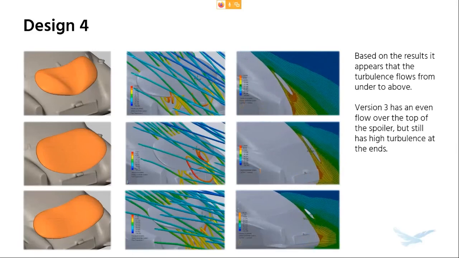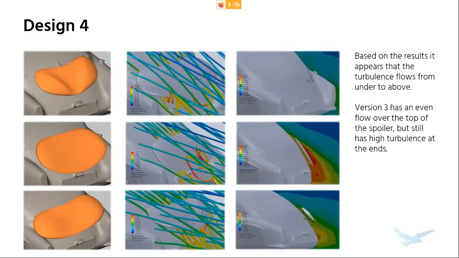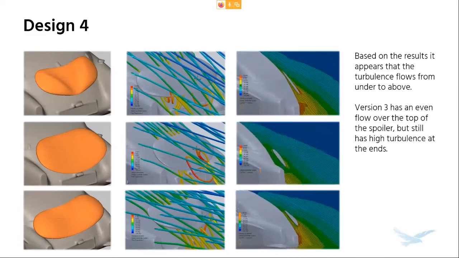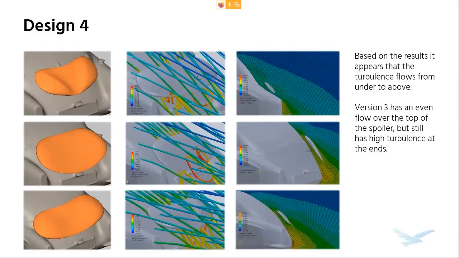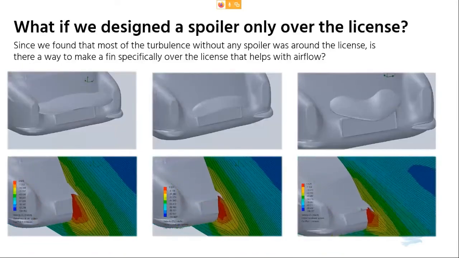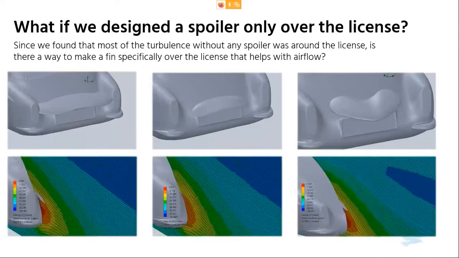So again, using this rapid design method, where we don't have to invest too much time into the actual design part, we can really just play around with some ideas and then run them through simulation to see the end result. And to really drive this home, we made this last design right here. What happens if we put a spoiler only over the license plate?